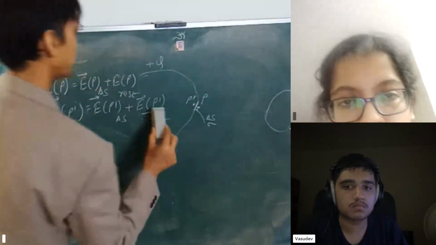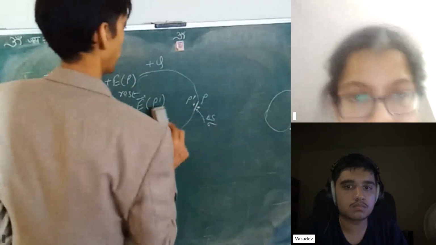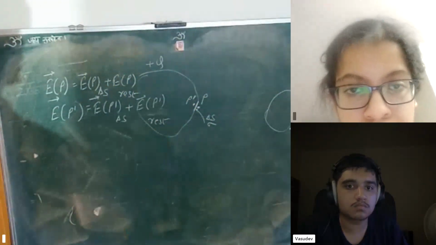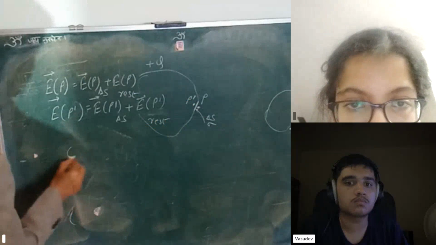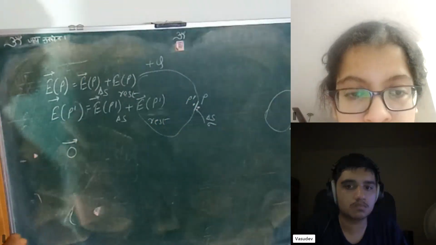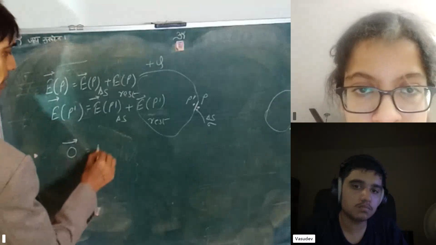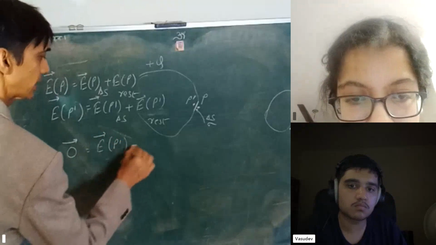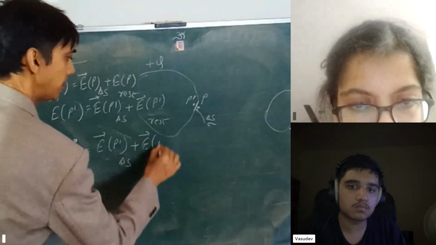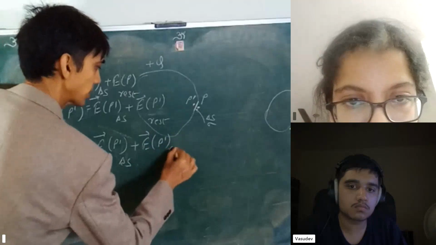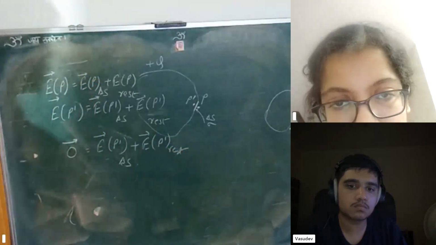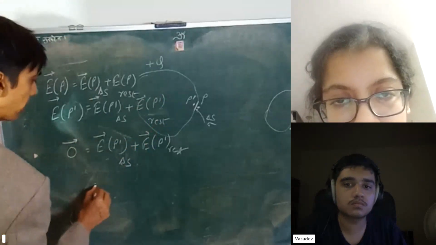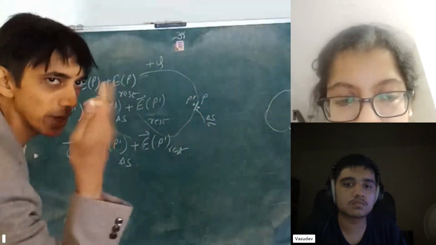Due to the rest of the structure. P prime is inside of the conductor, right? So the field is 0, agree? What do we get from here? E at P prime due to delta S plus E at P prime due to the rest of the structure will equate to 0, correct? We know E at P prime due to delta S, just now we read. You are very close, so it is infinite, correct?